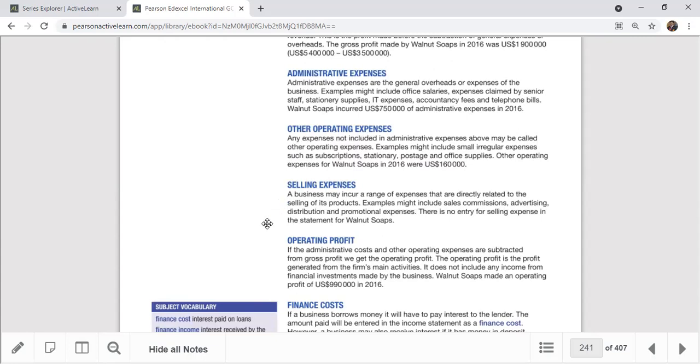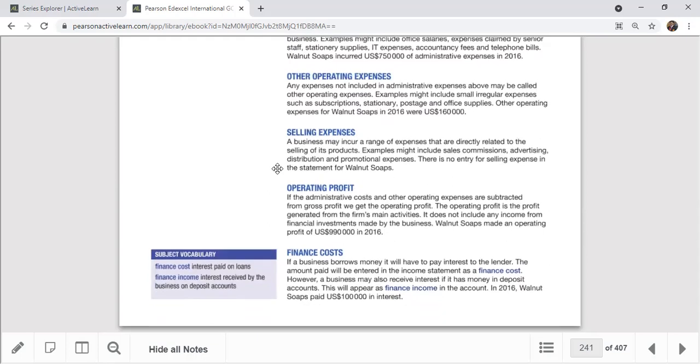And another most important thing is selling expenses. People spend billions on marketing, sales, selling and distribution. This is called selling expenses. After deducting administration costs, other operating expenses, and selling expenses from the gross profit, we call the result operating profit, right? After that, finance costs are involved, like payment of interest, right? Finance income plus finance expense.